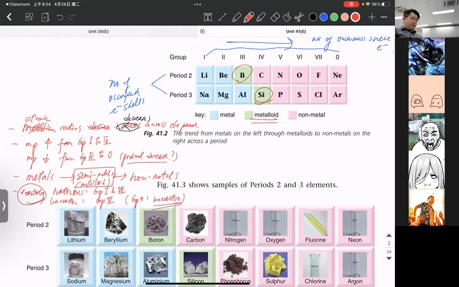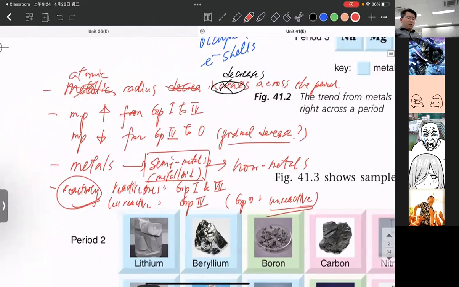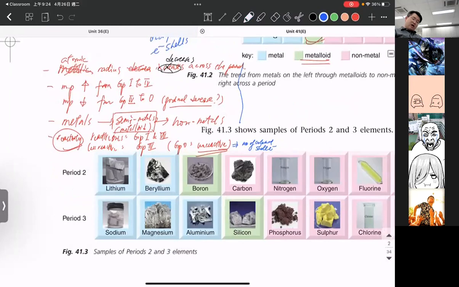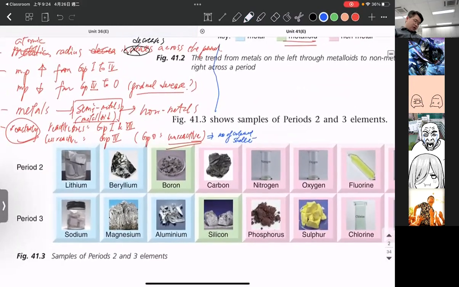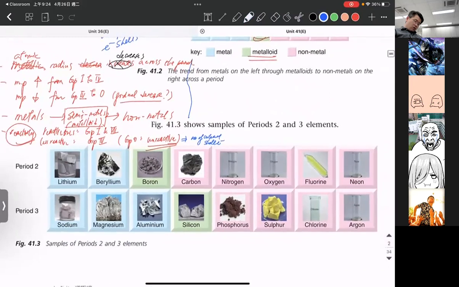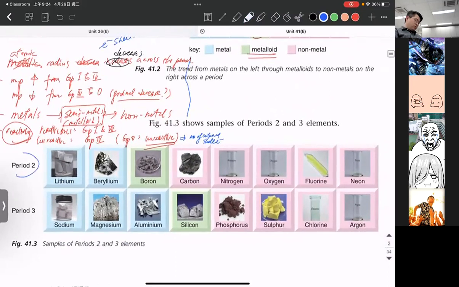Okay. Now, if you describe the reactivity, we would mention it in terms of the number of outermost shell electrons, right? But for these, we will have some other way to explain. Okay, you will know it. We visit it later. So just take a record on period 2 and period 3. I try to put these two as examples.